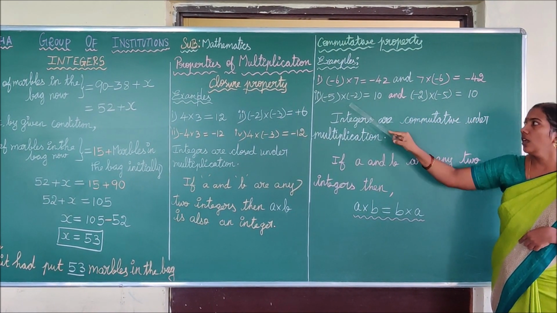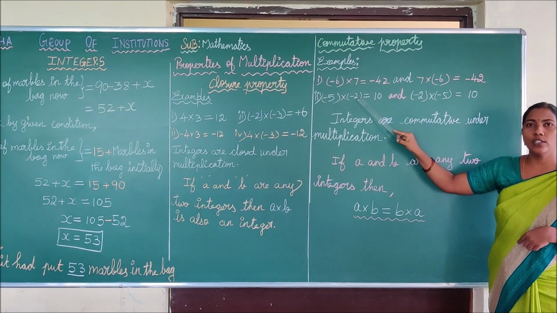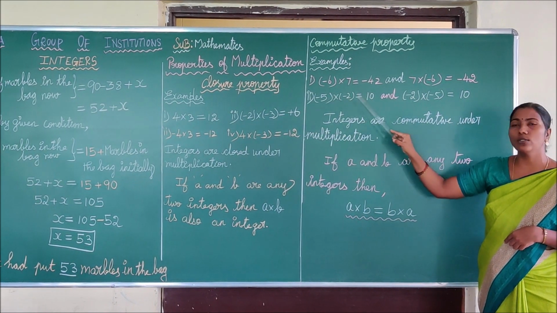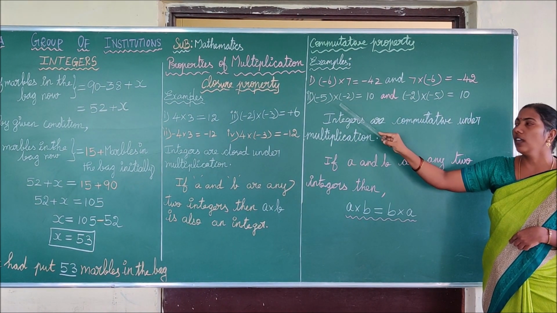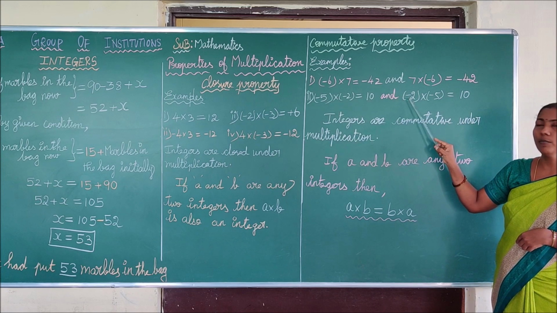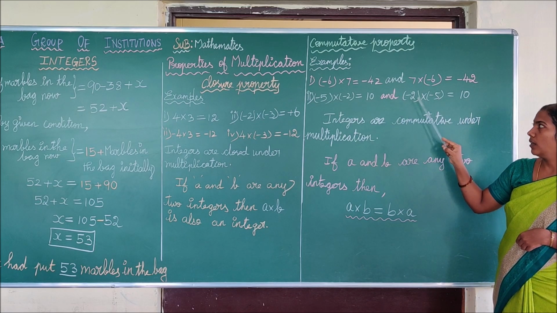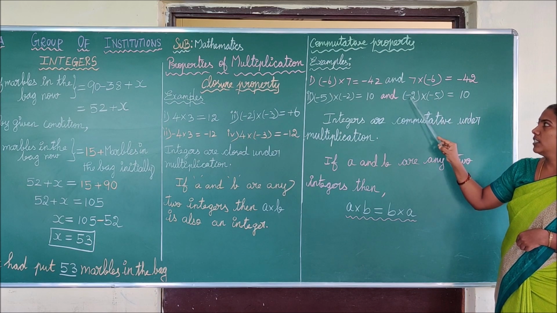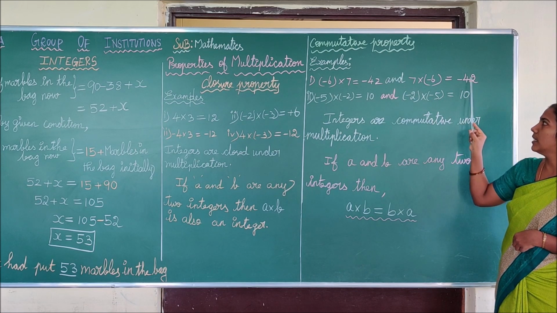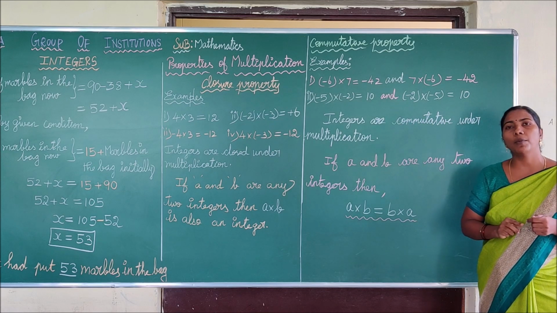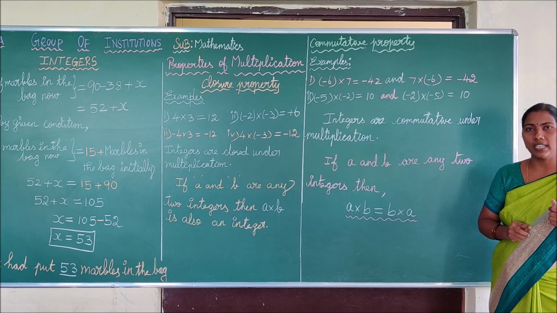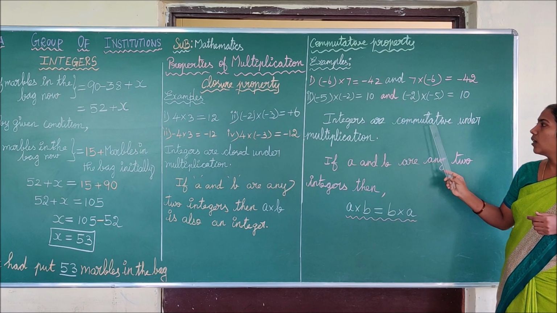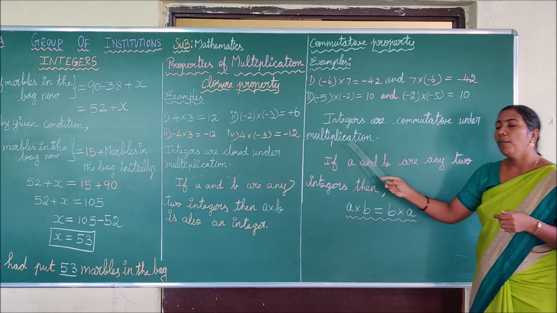See the next one. Minus 5 into minus 2. Minus into minus is plus, 5 twos are 10. Next we are changing the order of the multiplication. First we are writing minus 2 and then minus 5. Multiplying, minus into minus is plus, 2 fives are 10. Though we change the order of multiplication, the result does not change. This type of property is called commutative. Thus we can say integers are commutative under multiplication.